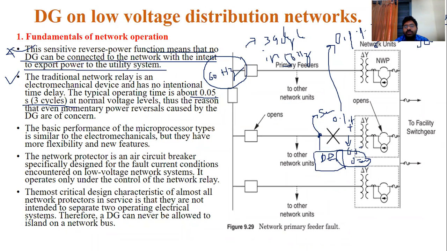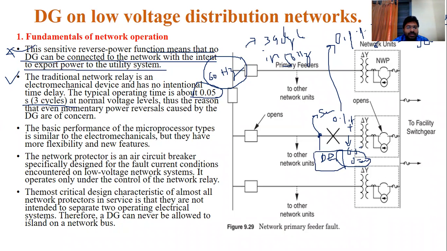So this 0.05 seconds is not the Indian specified frequency time. That is for the US, because that frequency is 60 hertz. In India this time is also reduced, because our frequency is 50 cycles per second. This time is for 60 hertz, nothing but 60 cycles per second.